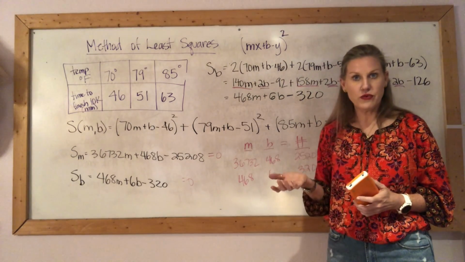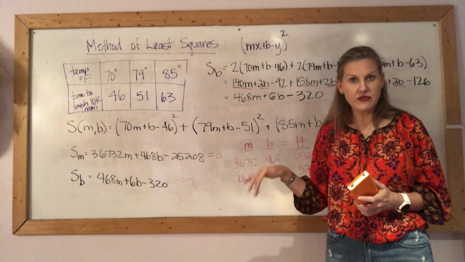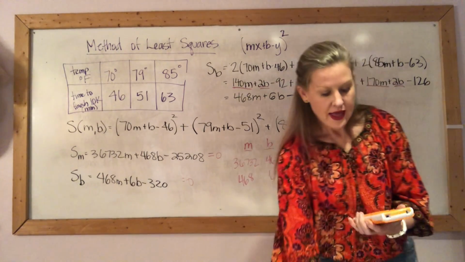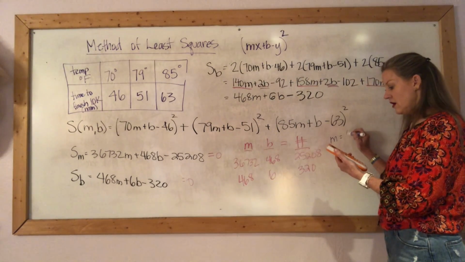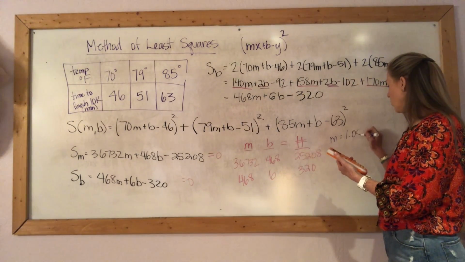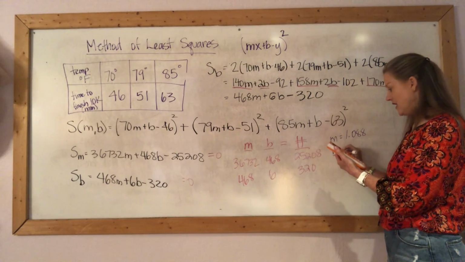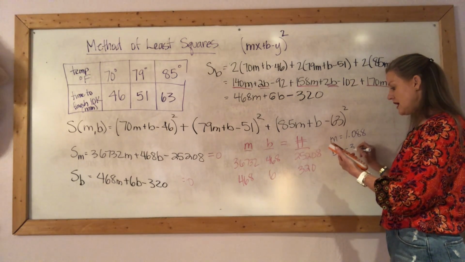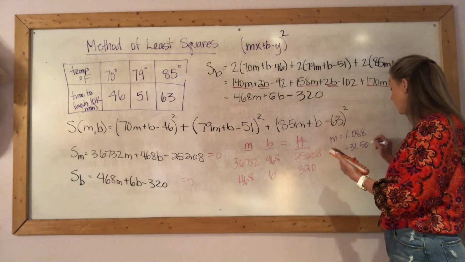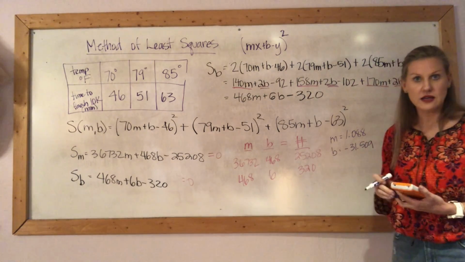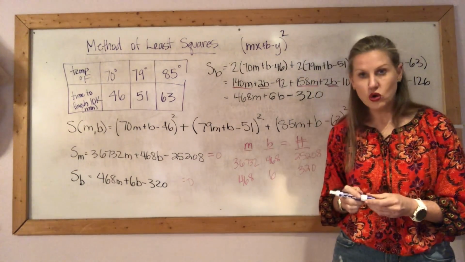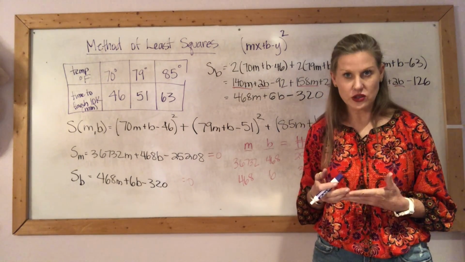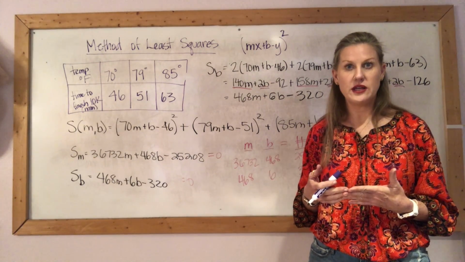I'm still going to perform RREF, reduced row echelon form, and that gives me a value of M of 1.088 and a value of B negative 31.509. I'm rounding to 3 because I'm going to create a model, and model coefficients are rounded to 3.